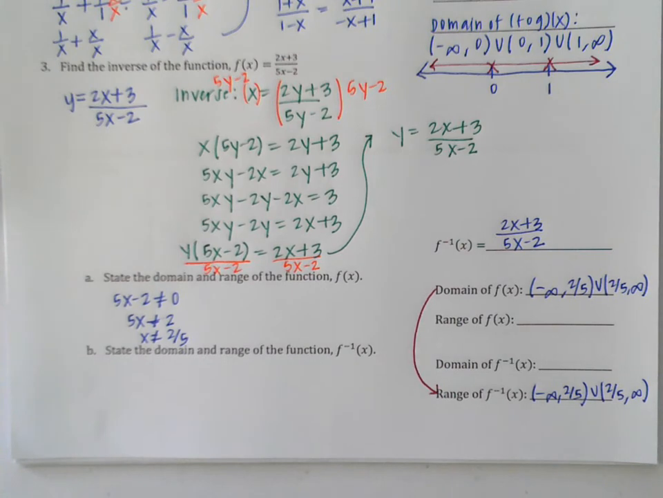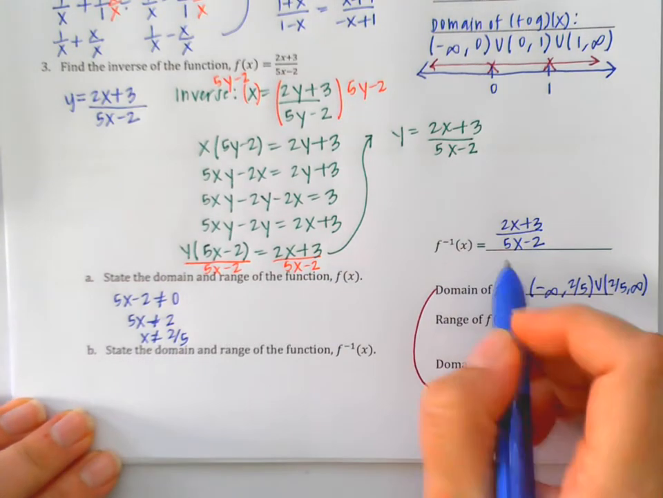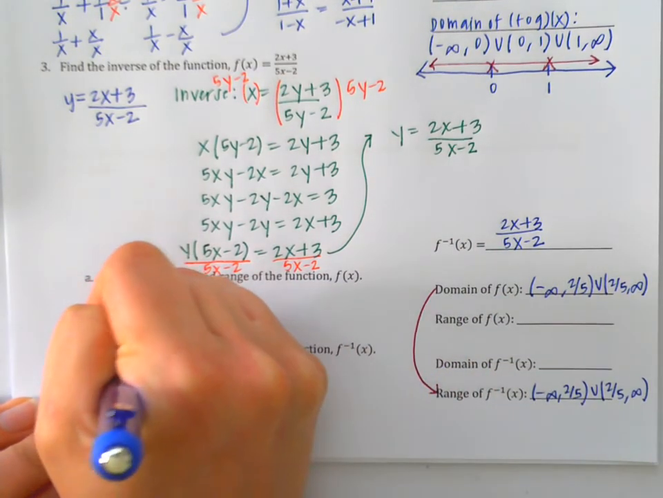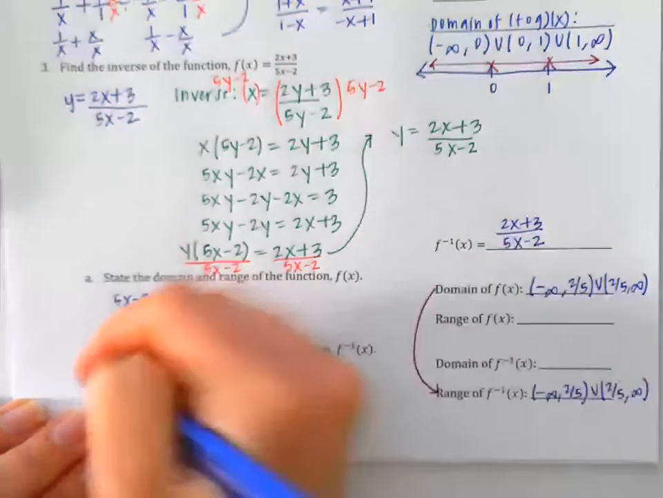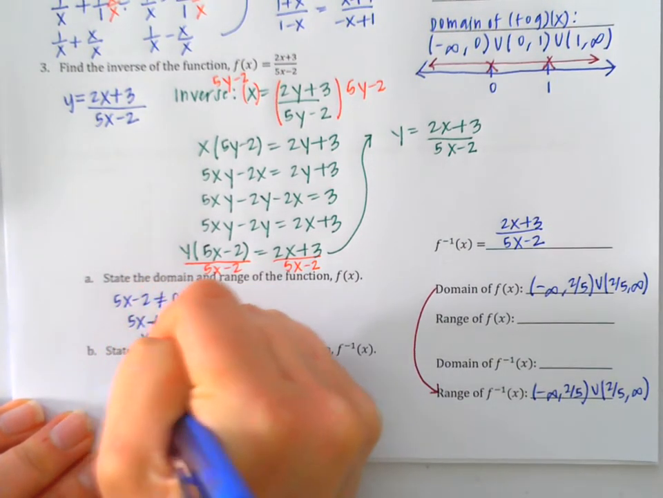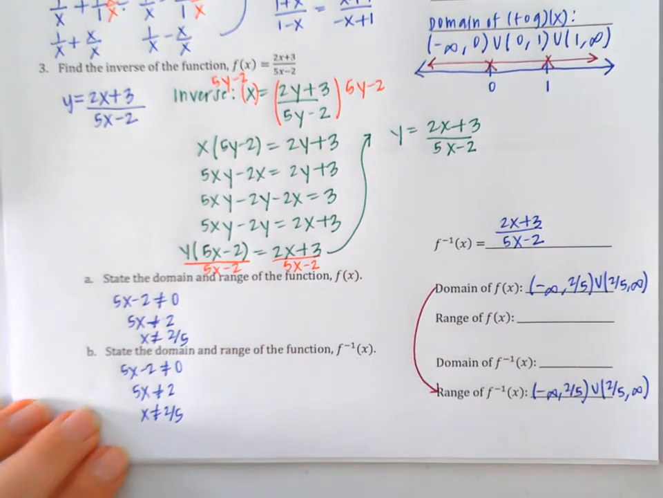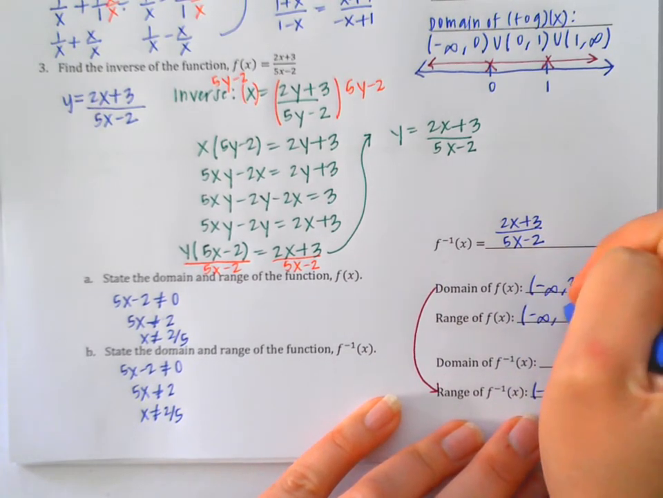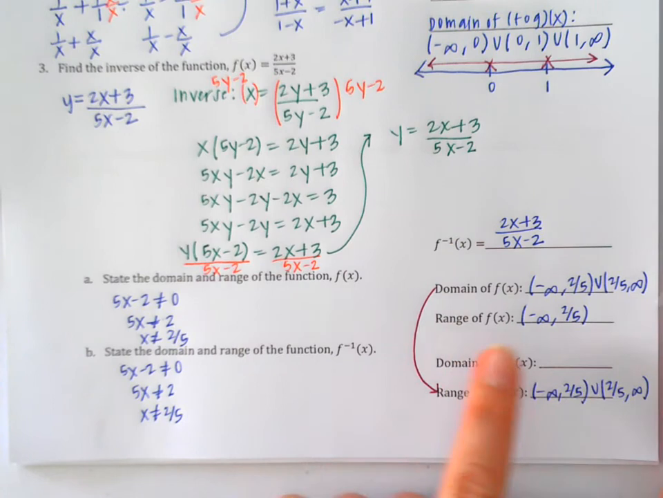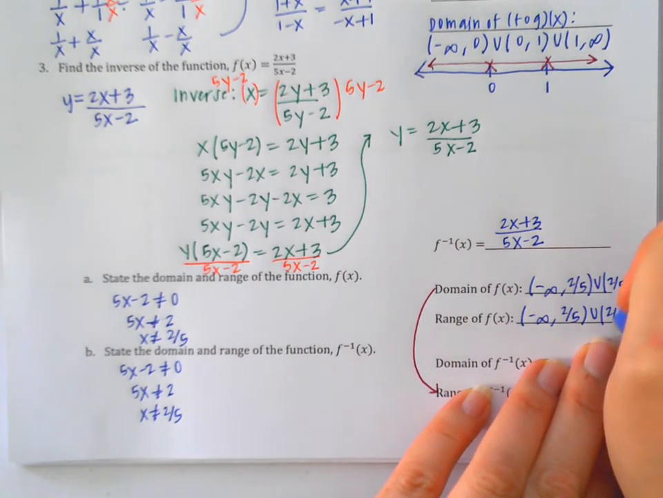But so the range, let's just treat it as if it was a totally different problem. We'd look at the denominator of the inverse. So 5x minus 2 can't be equal to 0. Add 2 to both sides. Divide both sides by 5. Again, x can't be equal to 2/5. So negative infinity to 2/5. Even though I know it's the range, it's still the same as the domain, so we're filling it in for both of these.